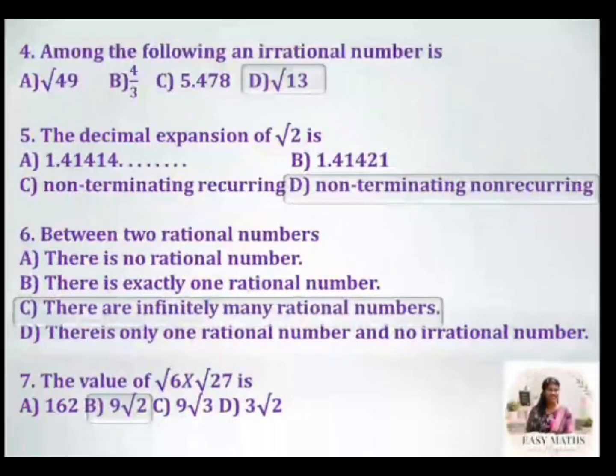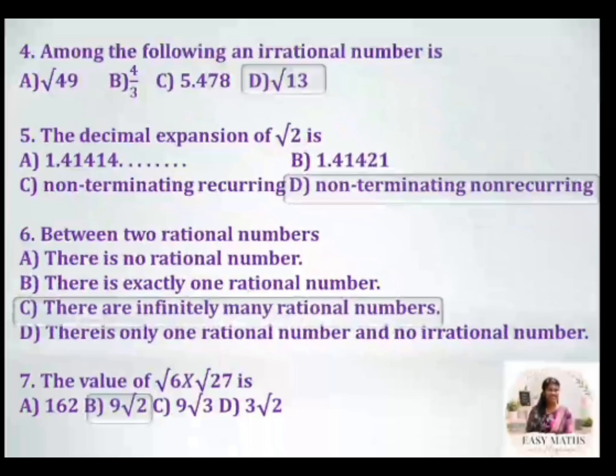In question number 7, if you multiply root 6 into root 27, you will get root 162. For 162, you have to do the prime factorization method. So 2 8s are 16, 2 1s are 2, 3 2s are 8, 3 7s are 21, 3 9s are 27, 3 3s are 9, 3 1s are 3. So you'll get the factors of 162 as 2 into 3 into 3 into 3 into 3. So you have to do the grouping here.